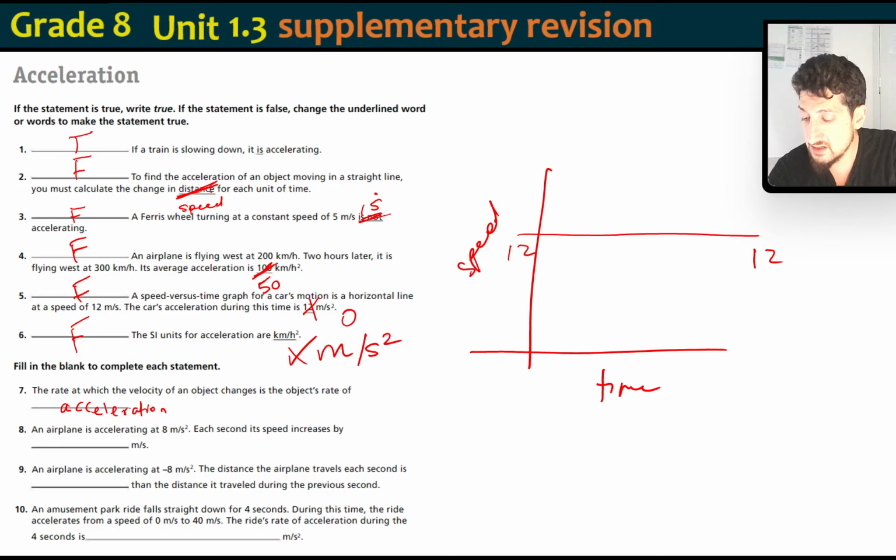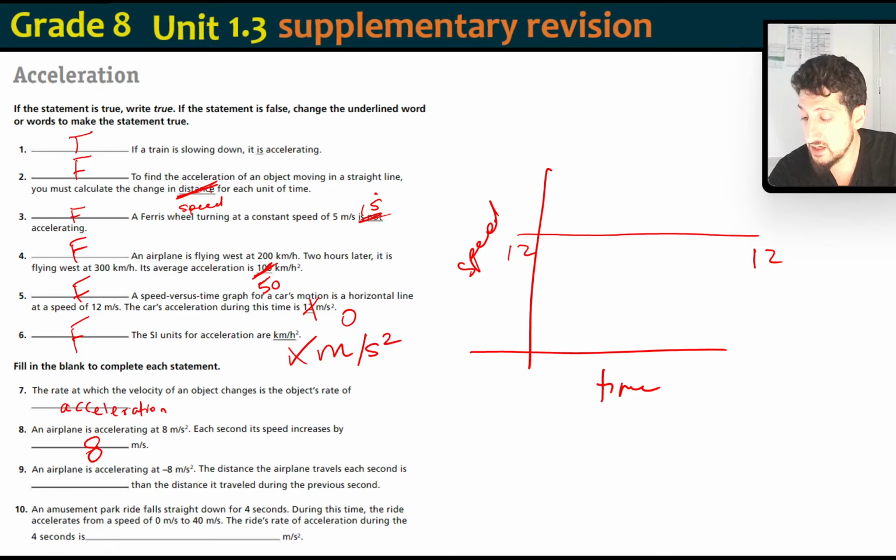An airplane is accelerating at 8 meters per second squared. Each second, its speed increases by 8 meters per second. That's the whole point. Acceleration is change of speed. If it's accelerating at 8 meters per second squared, that means every second it's increasing by 8 meters per second. If it's decelerating, that means it's slowing down. It's still acceleration, but it's slowing down by 8 meters per second.